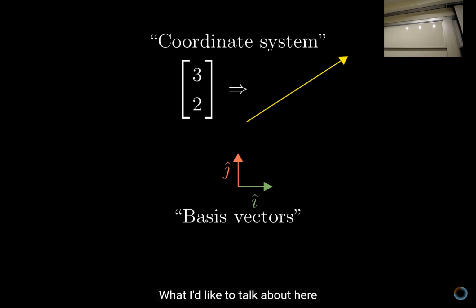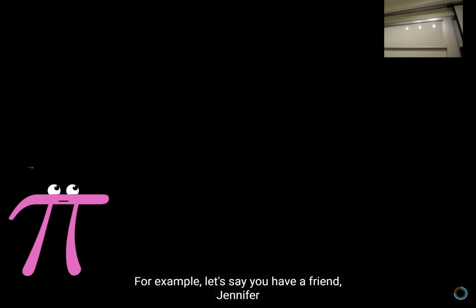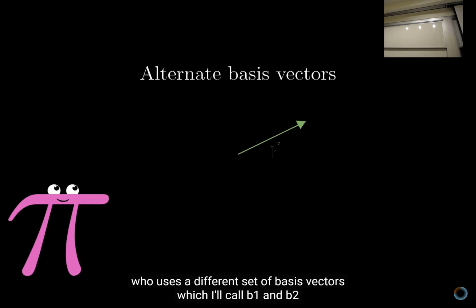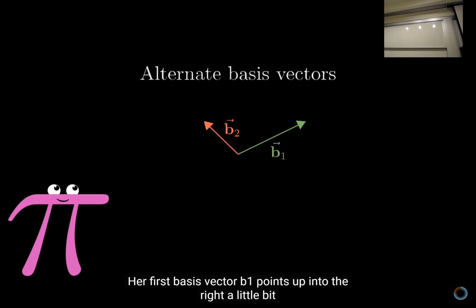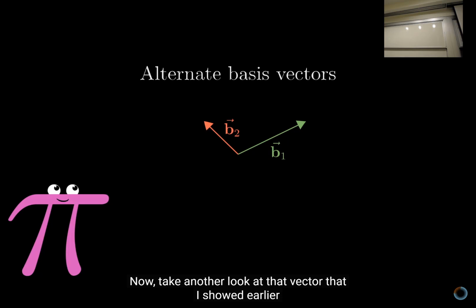What I'd like to talk about here is the idea of using a different set of basis vectors. For example, let's say you have a friend, Jennifer, who uses a different set of basis vectors, which I'll call b1 and b2. Her first basis vector, b1, points up and to the right a little bit, and her second vector, b2, points left and up.